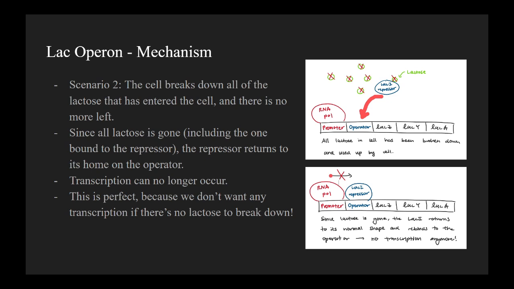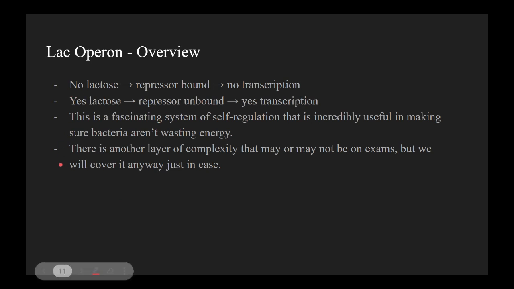And now, again, the transcription here is blocked physically. So now the operon can't be expressed here. And again, this is perfect because if there's no lactose in the cell, then we don't want the lac genes to be expressed because it'll be a waste of energy. So this repressor binding is perfect. So review: no lactose means the repressor is bound, which means no transcription can occur. And then if there is lactose, then the repressor will unbind, and that means that transcription can occur.